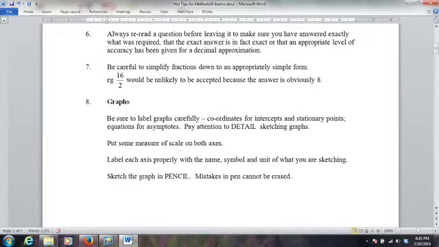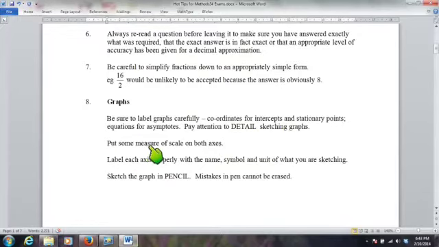Now, graphs. Number 8, graphs. This is an area where a lot of students fall short. They just lack the appropriate level of attention to detail. So let me go through it with you, and hopefully I can help you with this. Be sure to label graphs carefully. Coordinates for intercepts and stationary points, equations for asymptotes. Pay attention to detail when you're sketching graphs.